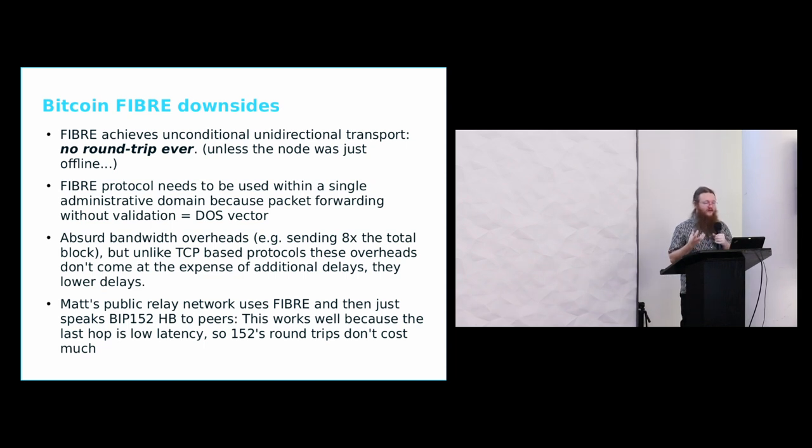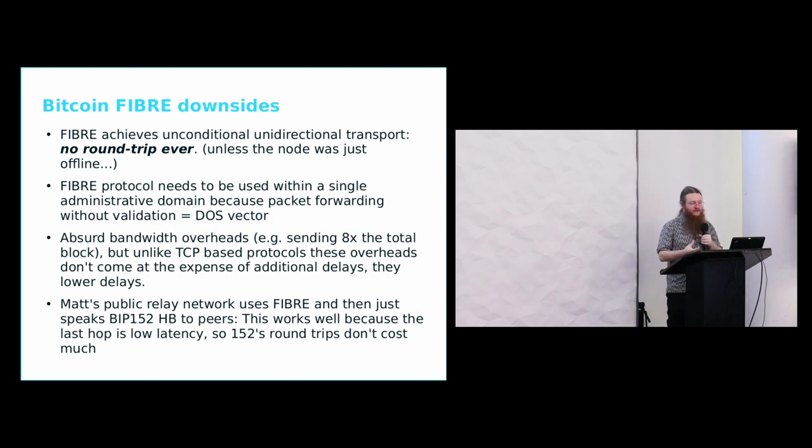This also has absurd bandwidth overheads. I think in the production Fiber network, it sends 8 times the total amount of the block. But unlike the overheads in the original Bitcoin peer-to-peer network, these overheads don't make the block slower to reconstruct. You don't have to receive all 8 copies. You just need to receive 1 copy, and most of that copy came out of your memory pool.